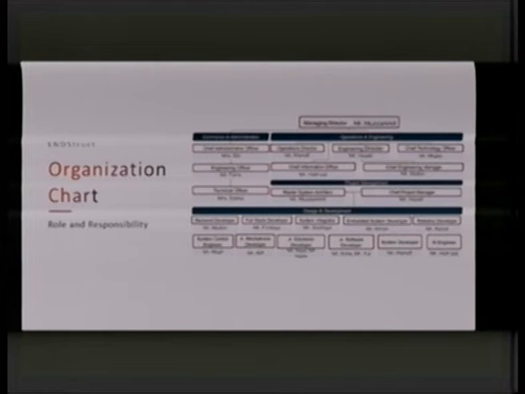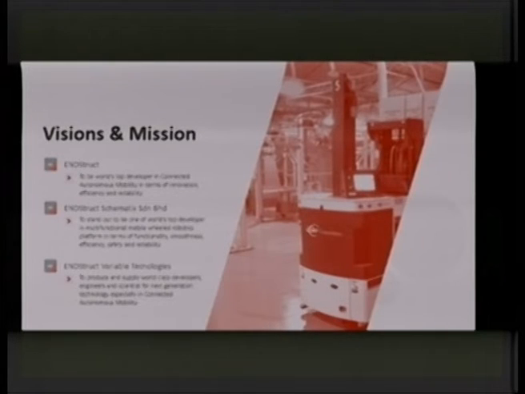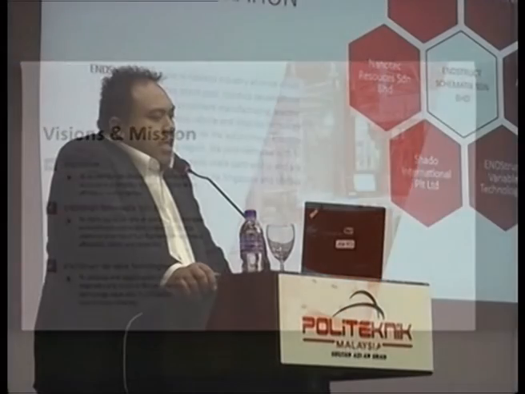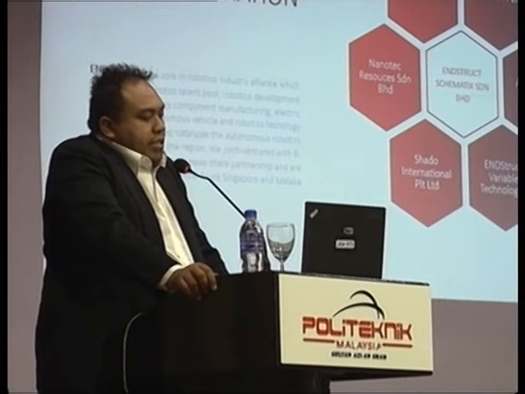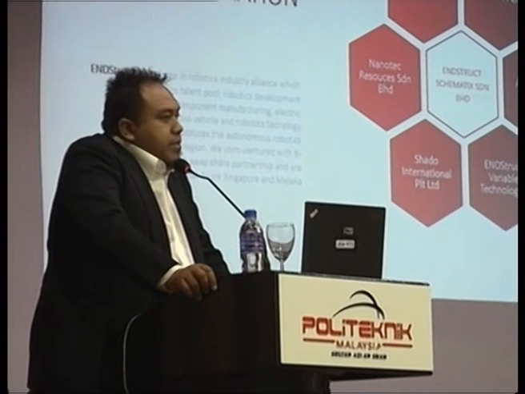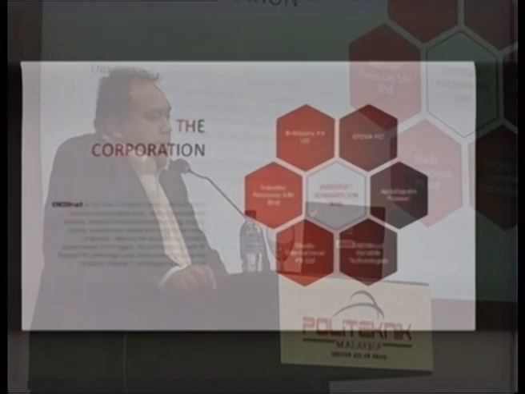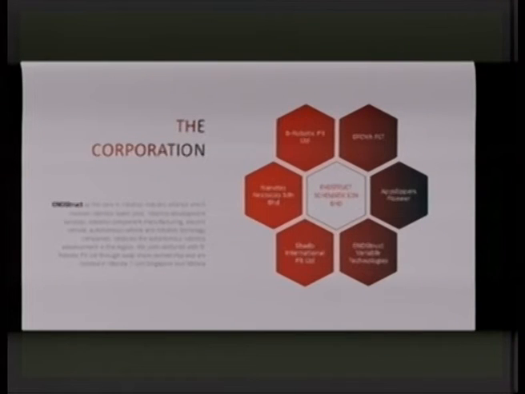Okay, this is the basic operation of ENDSTRUCT. We are a group of companies that involve Shadow International Private Limited. Shadow International Private Limited is an EV company from Singapore. So they make their own EV, but specifically for industrial. So it's for agriculture. It is used for off-road purposes, mostly in agriculture, and mostly used in Vietnam to carry pineapples and all the agriculture stuff.